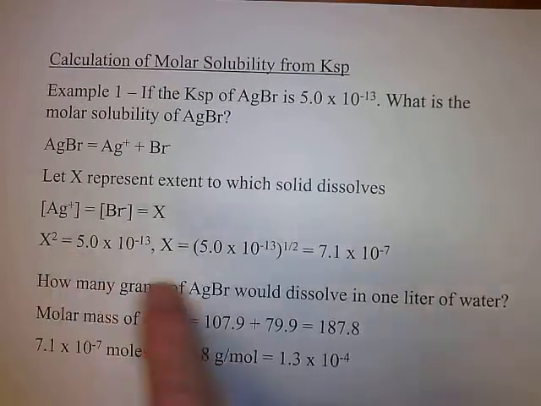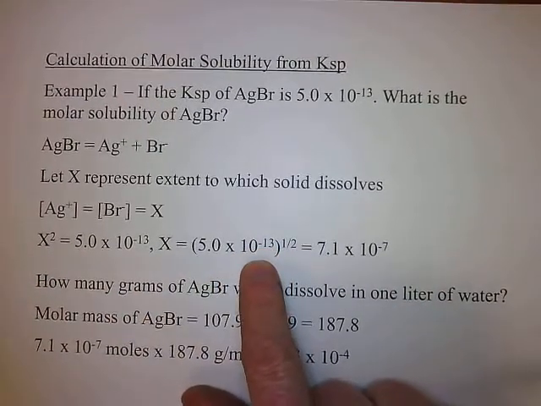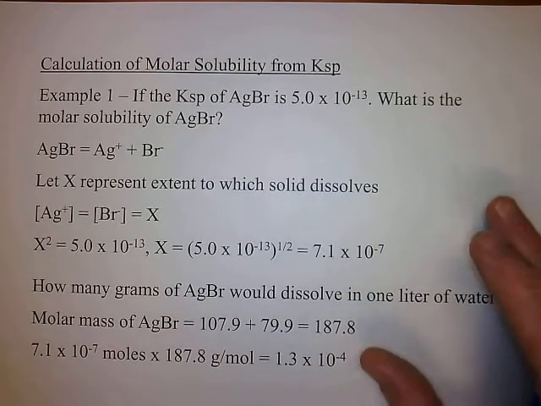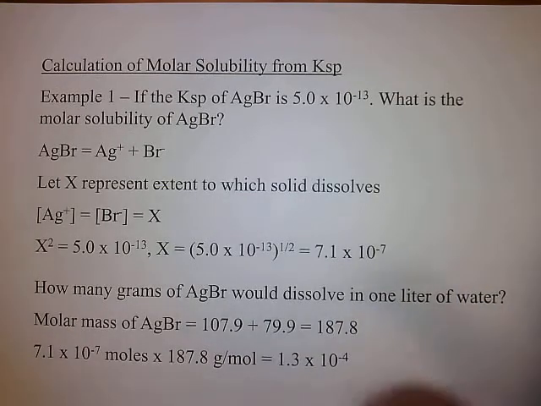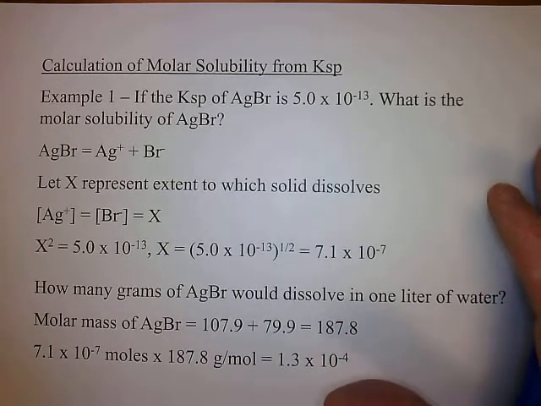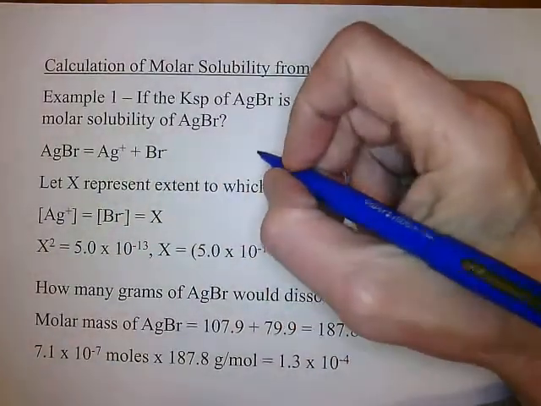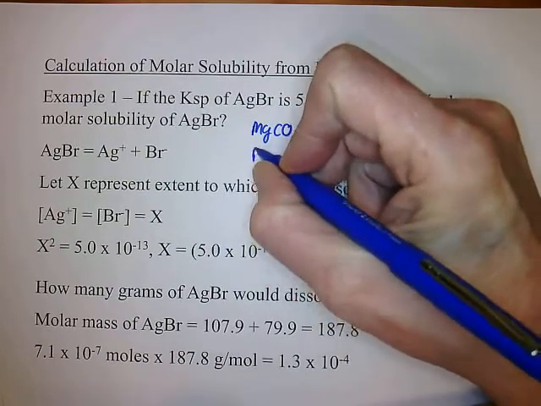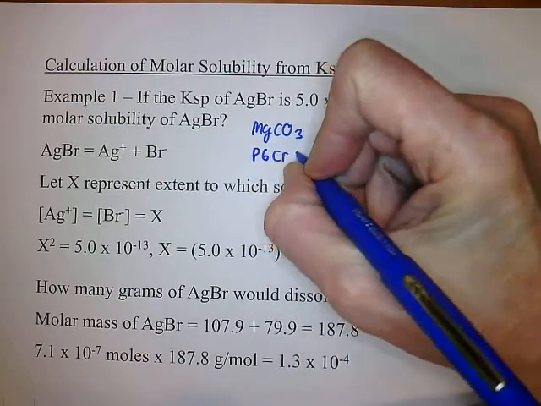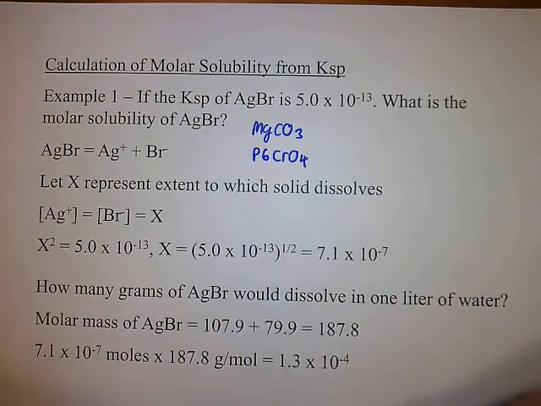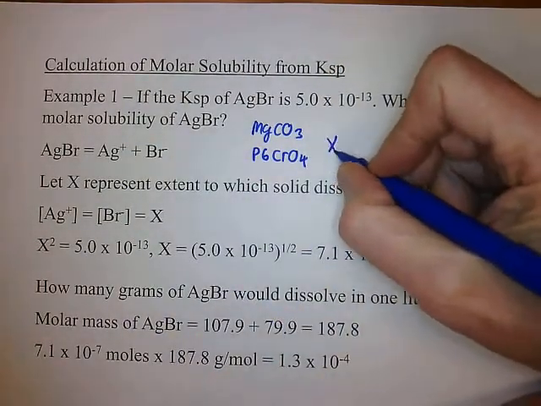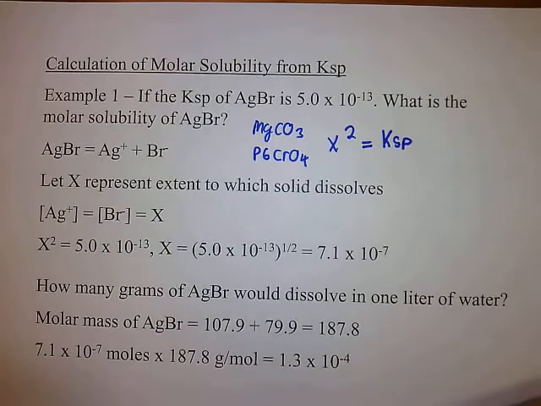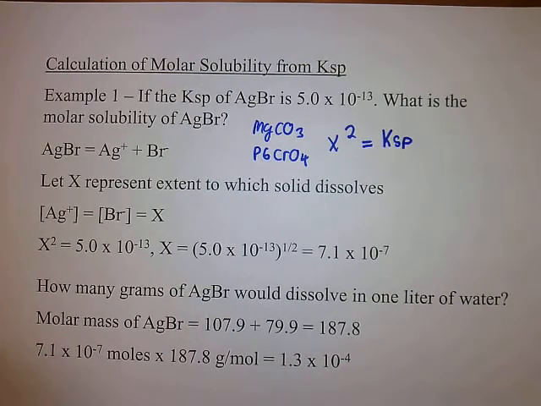Solve this for x. You simply take the square root of the KSP, and this comes out to be 7.1 times 10 to the minus 7th. Okay, so for any 1-to-1 salt, like the silver bromide that we worked here, or let's say magnesium carbonate or lead chromate, any 1-to-1 salt, the equation that you'll have to solve comes down to x squared is equal to the KSP. So basically, take the square root of the KSP.